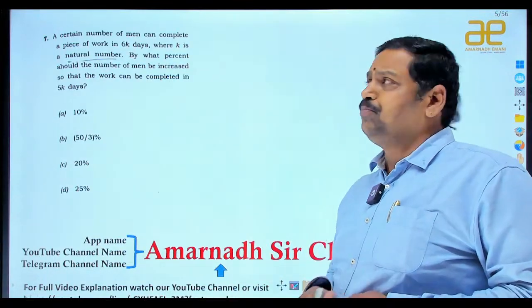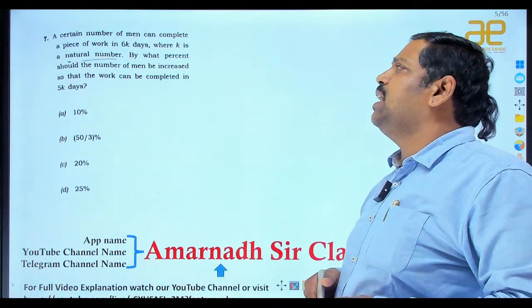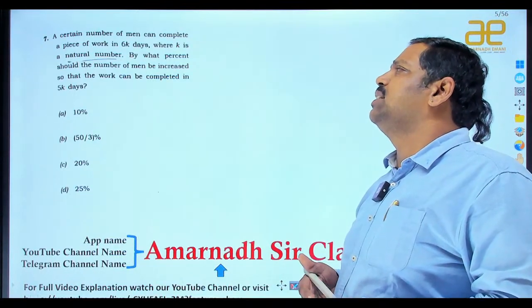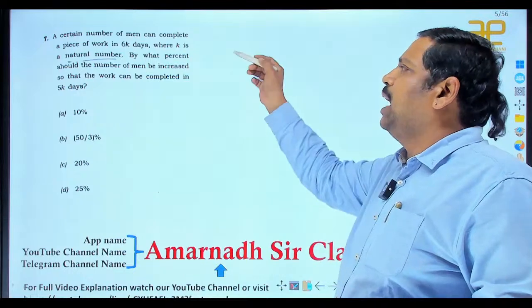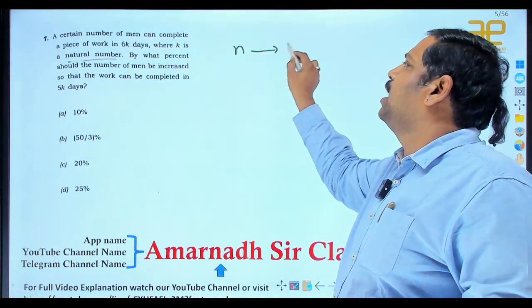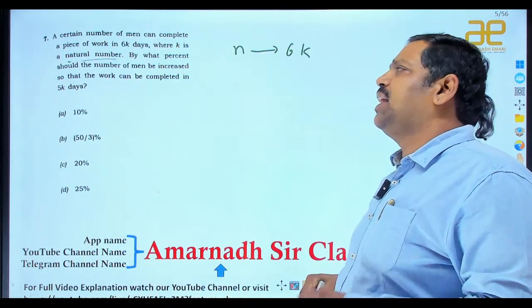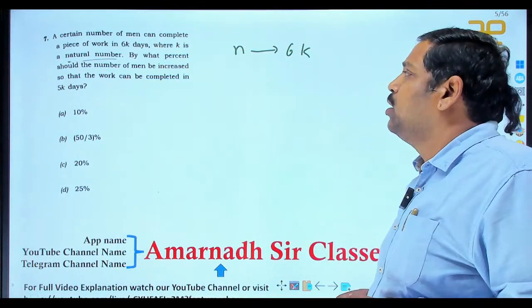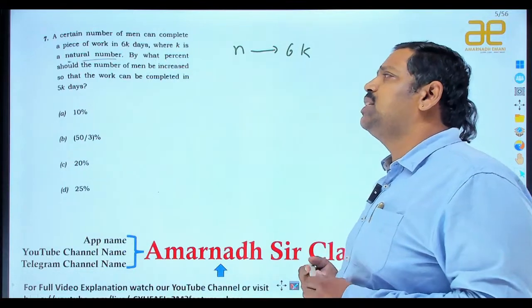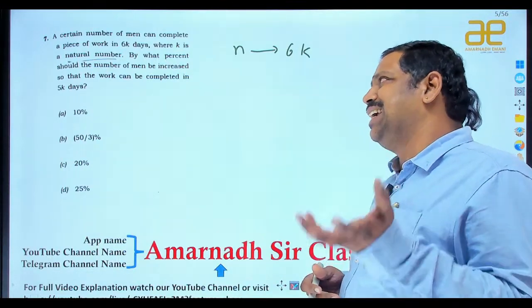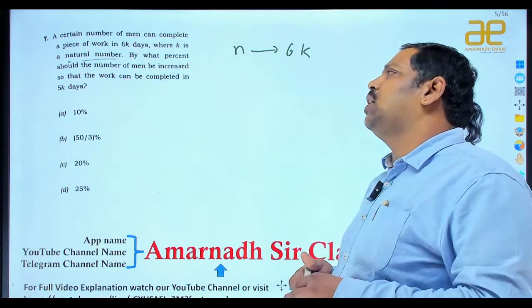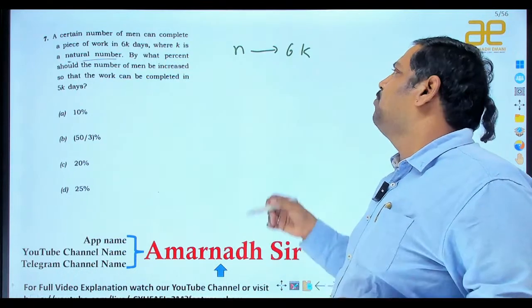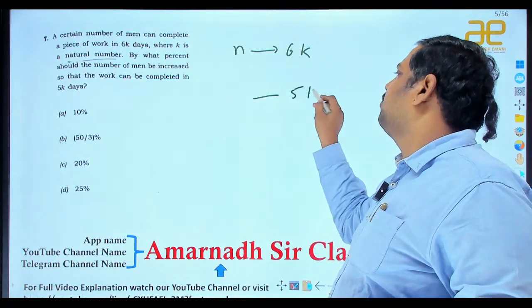A certain number of men can complete a piece of work in 6K days. I don't know how many men are there. They can complete it in 6K days, where K is a natural number. Natural number means no decimal, no zero. By what percent should the number of men be increased so that the work can be completed in 5K days?